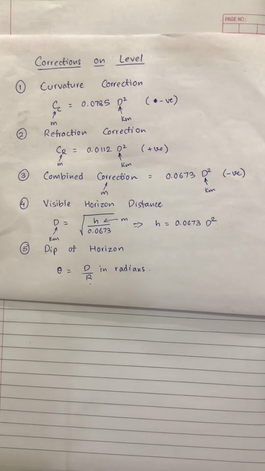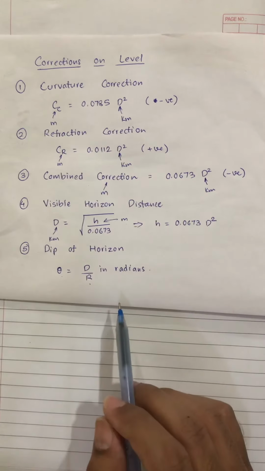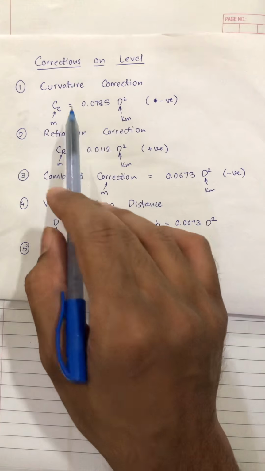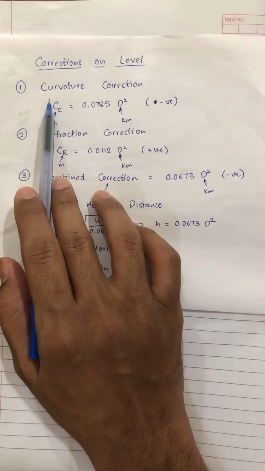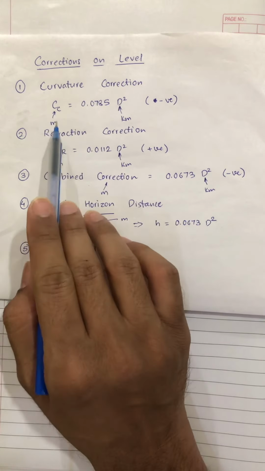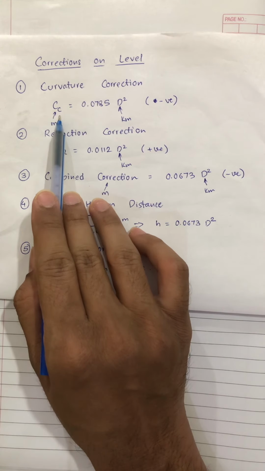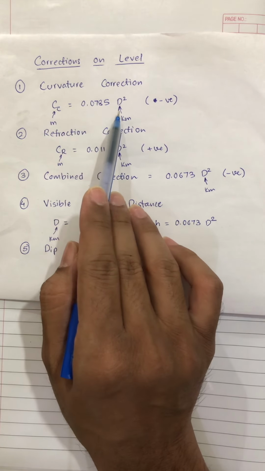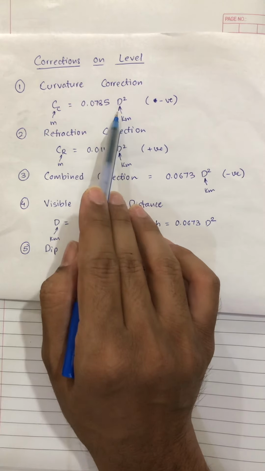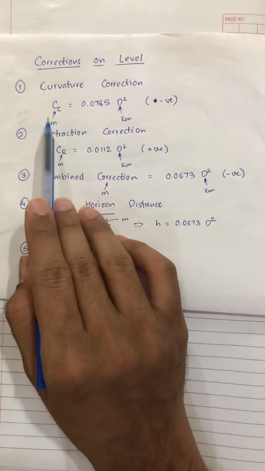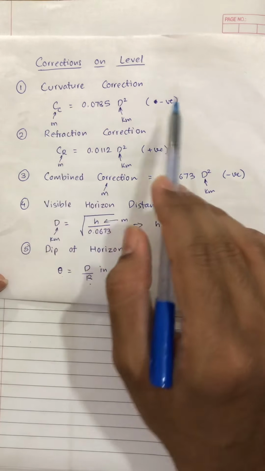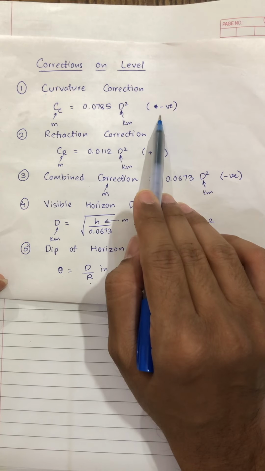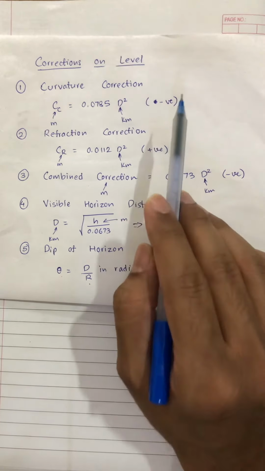Today we'll be solving some numericals on corrections of level. In the previous video, we had talked about corrections that are applied on level. So we'll see those again. The first correction was curvature correction. The formula for curvature correction is given as Cc is equal to 0.0785 d square. If the value of d is in kilometer, Cc will come out in meter. And this curvature correction value always comes out negative.